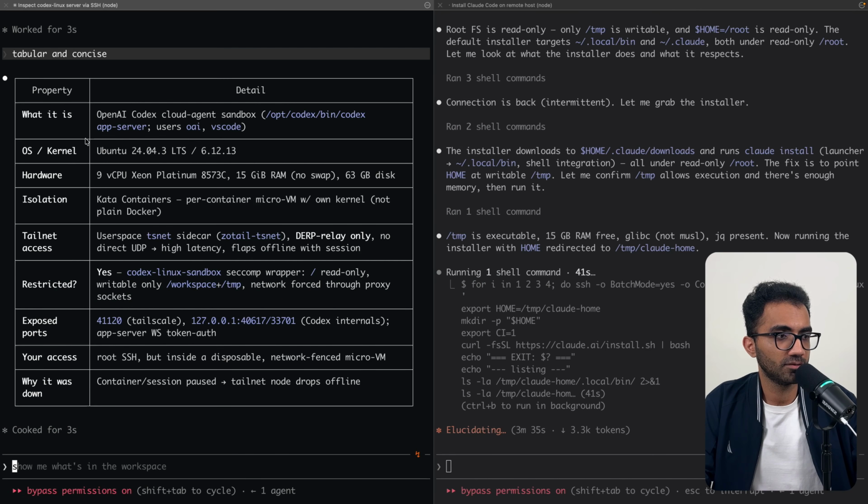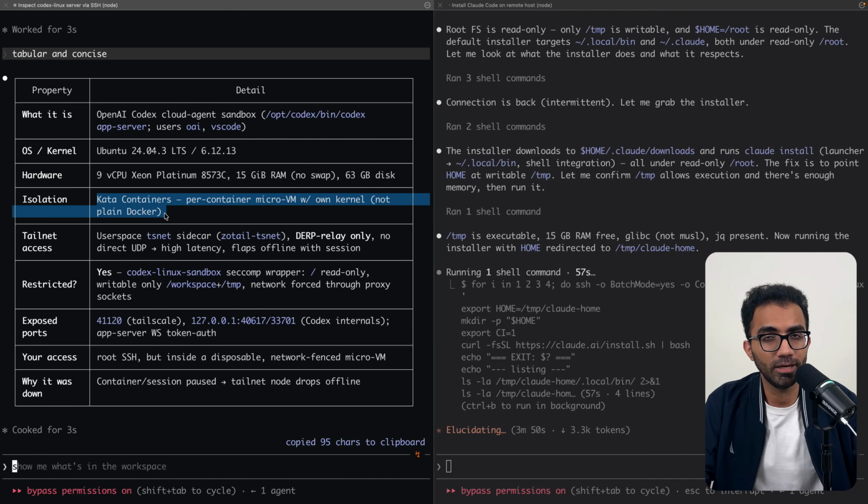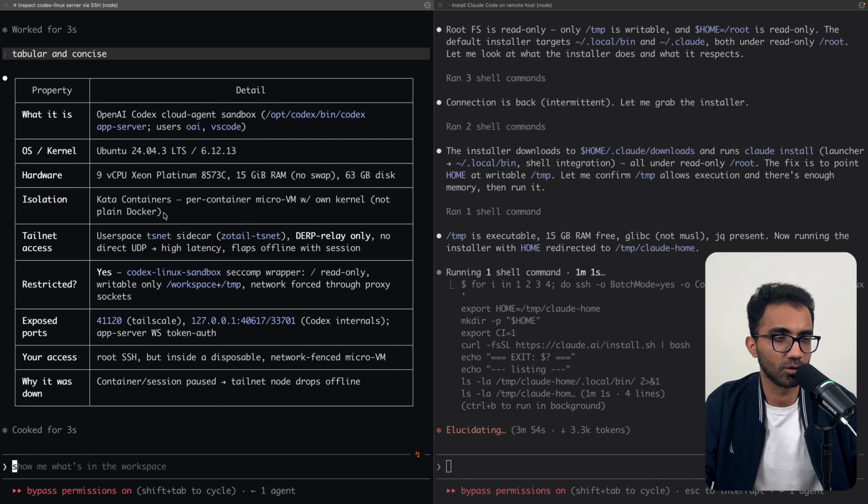And as you can see, we have some concise summary on this. It's an OpenAI Codex Cloud Agent sandbox, something that we have already seen. It's using Kata containers per container micro VM with its own kernel. It's not like a plain Docker instance. So it's like a fully isolation, as much as it's possible on software alone.